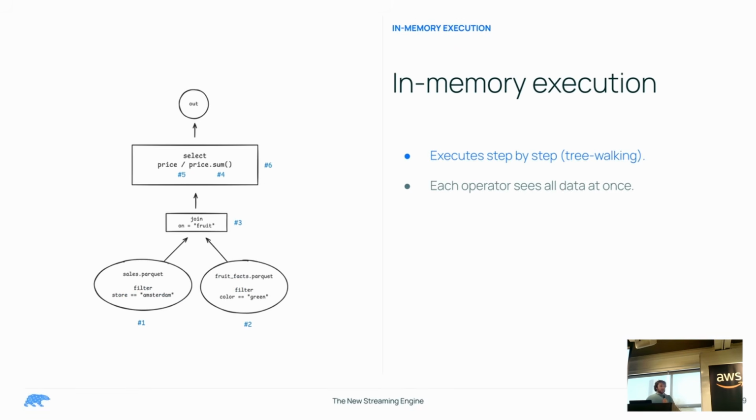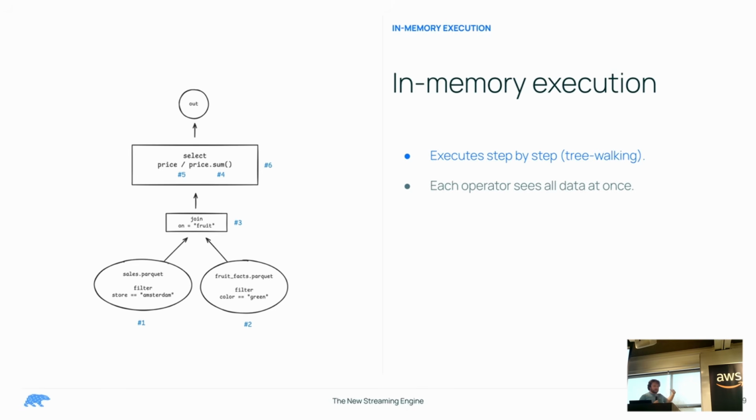Right now, if you just call collect or sink on a lazy query plan, it executes using in-memory execution. This executes step by step. In the past, we've also referred to it as a tree walking engine. Nowadays, I think we've settled on the in-memory engine. We call it tree walking because we have our intermediate representation as a tree, and we just walk the tree. We execute each node of the tree step by step.